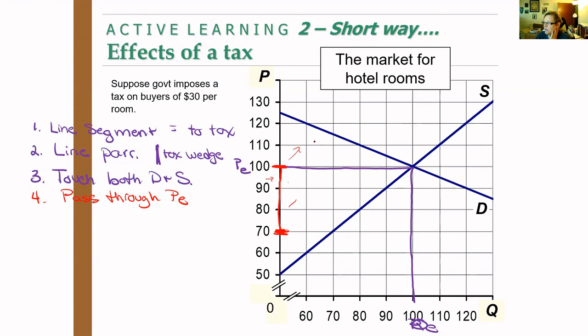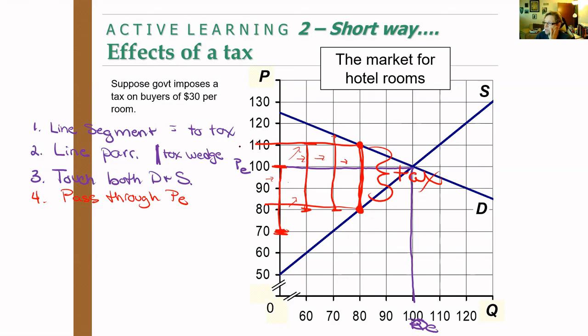Okay, so now I'm going to adjust this, kind of move it up. And then I keep shoving it inward, shoving it inward. It's going to meet all of the things that it needs to. Now I'm touching demand and supply. I'm parallel, if I could draw a straight line. And this becomes my tax.